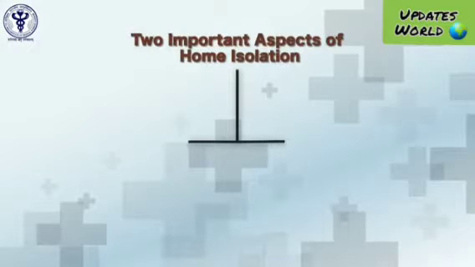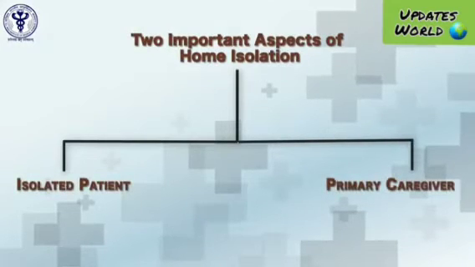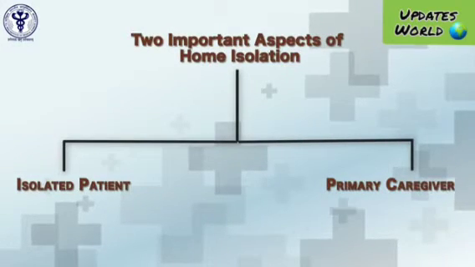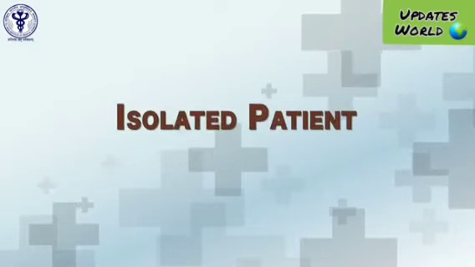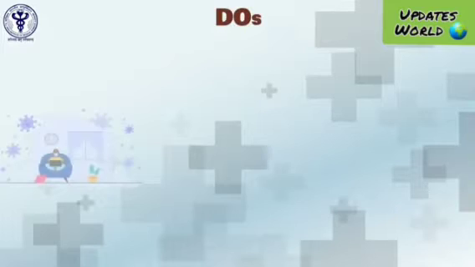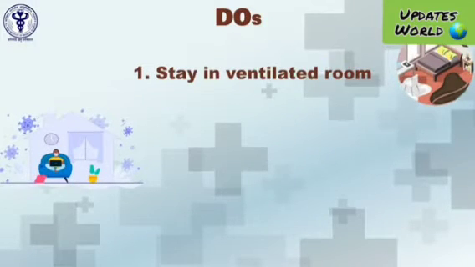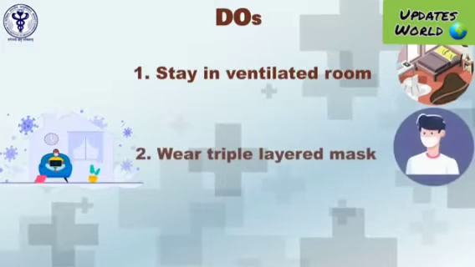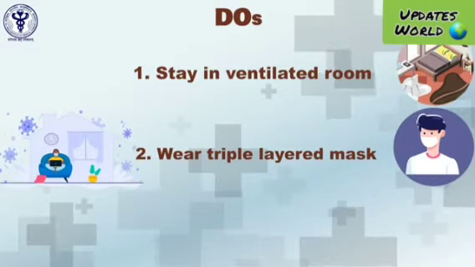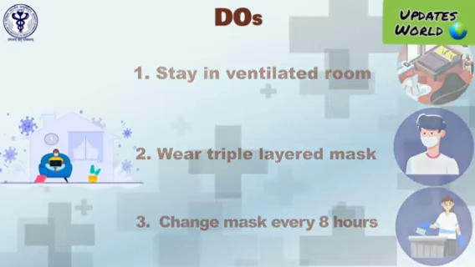There are two main aspects of home isolation: the isolated patient and the primary caregiver. Here are some do's and don'ts to be considered. The patient in isolation must stay in a well-ventilated room, preferably with an attached washroom. Wear a triple-layered mask at all times. Change the mask every 8 hours.